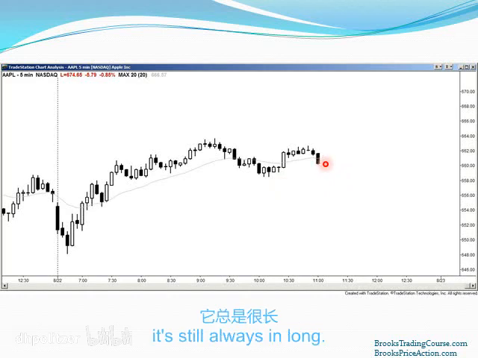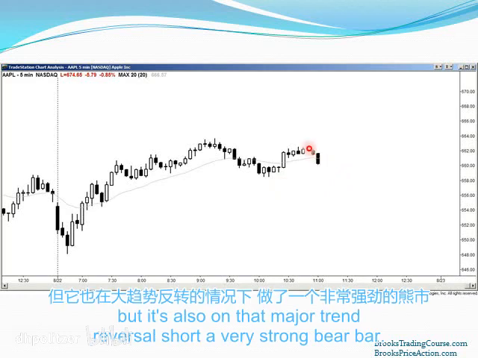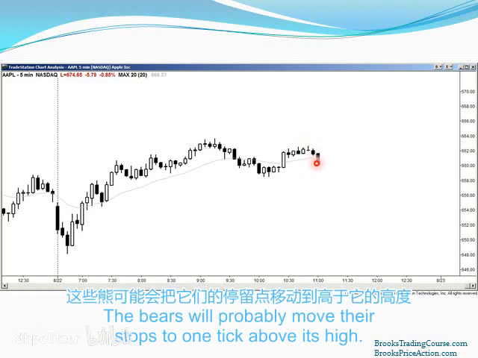At this moment, it's still always in long, but it's also on that major trend reversal short. A very strong bear bar. The bears will probably move their stops to 1 tick above its high.